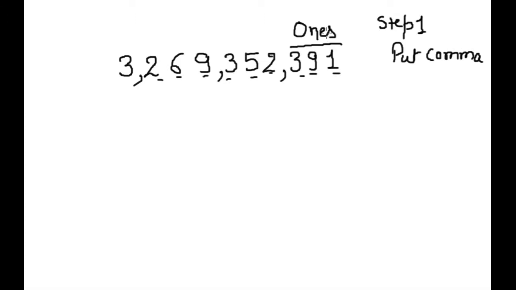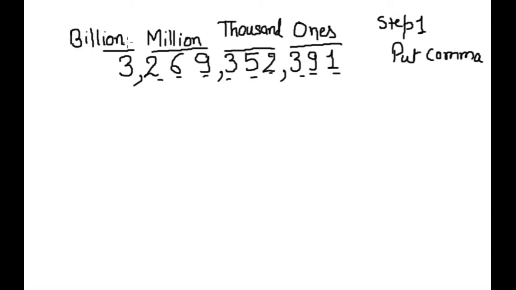ones period. The second is thousands, the third is million, and the last is billion. And all of these are called periods.